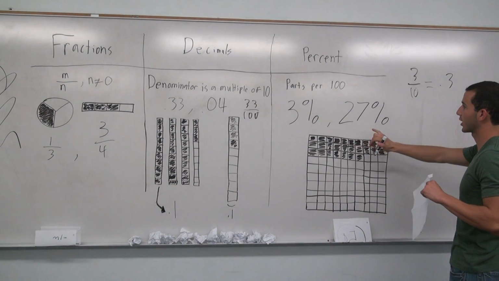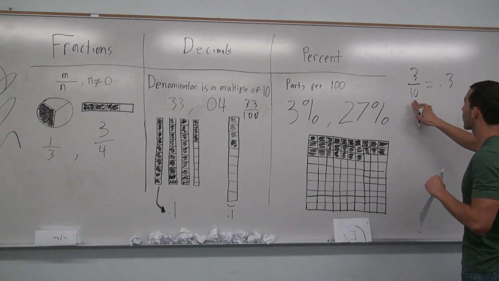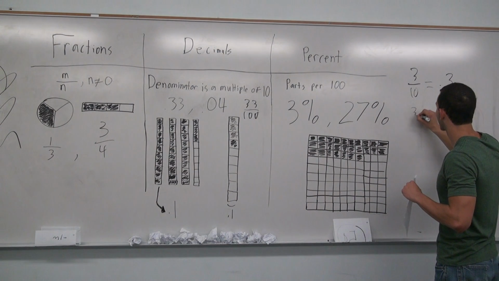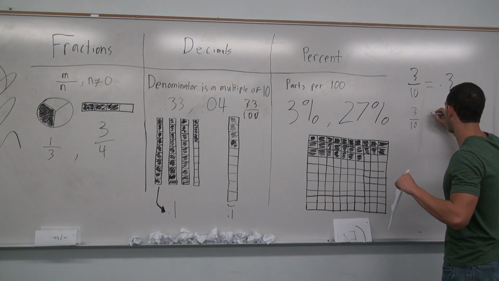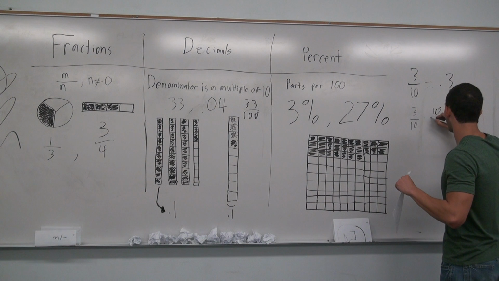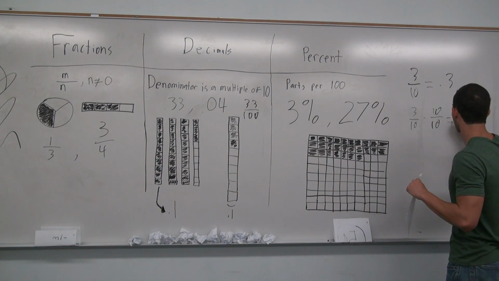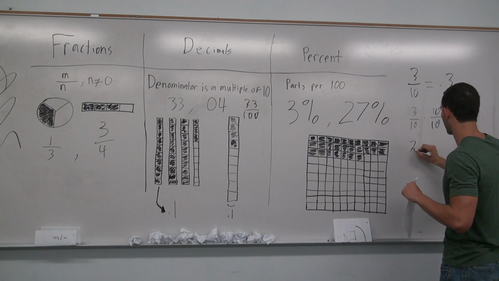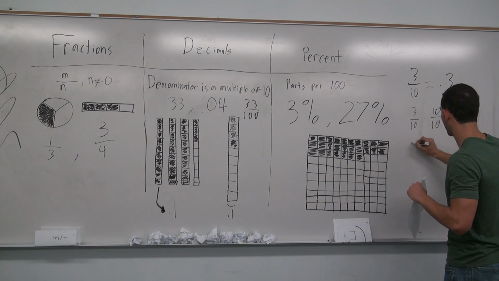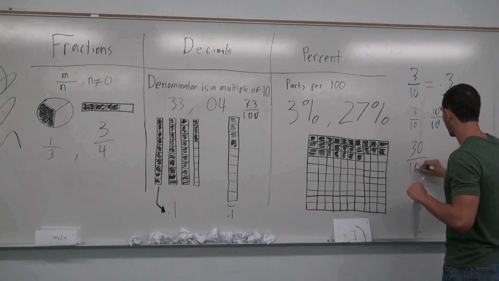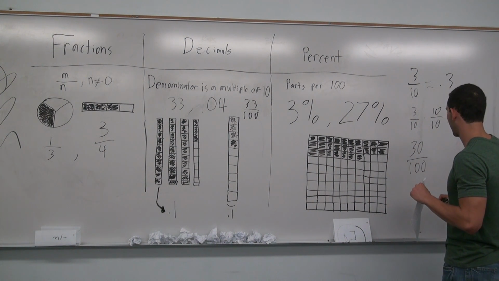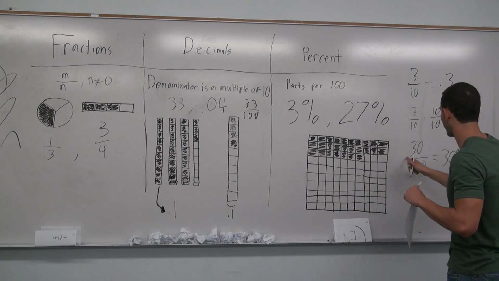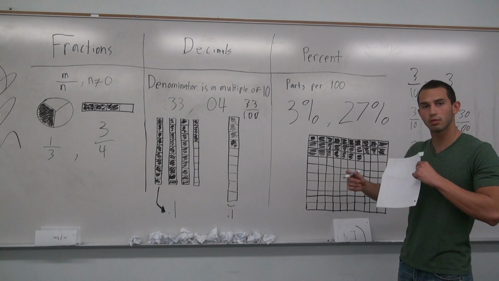Now we want to convert that to a percent, and we want parts per 100. So we're not quite at parts per 100 yet. So what we're going to do is multiply by 1, but our 1 is going to be 10 over 10. And that's going to give us 30 over 100. And that equals 30%, because we have 30 parts of 100. And that concludes today's lesson.